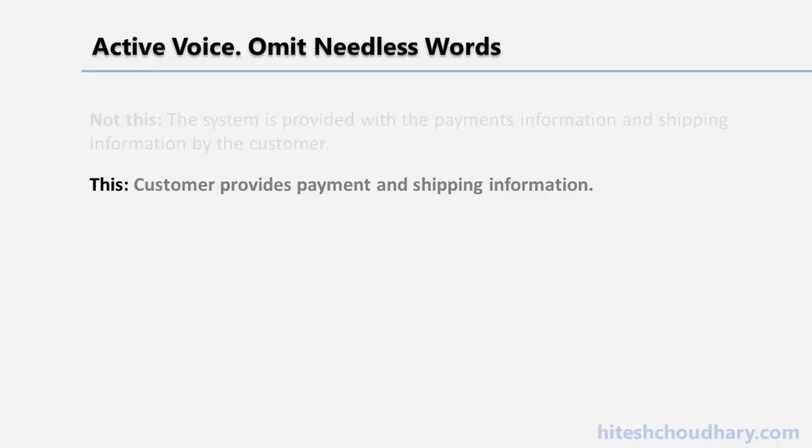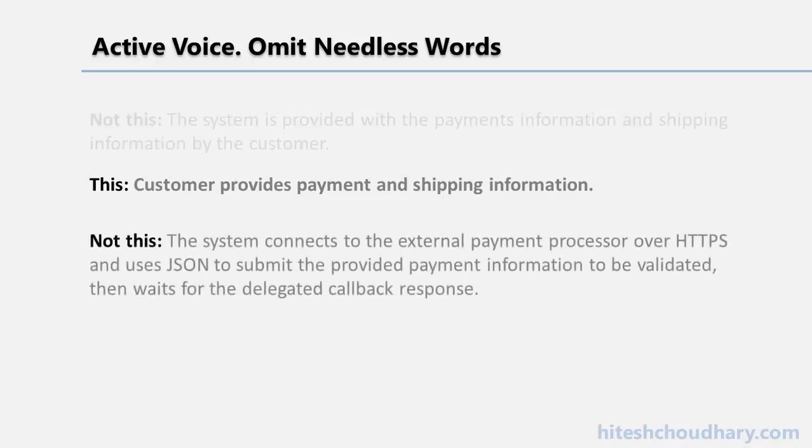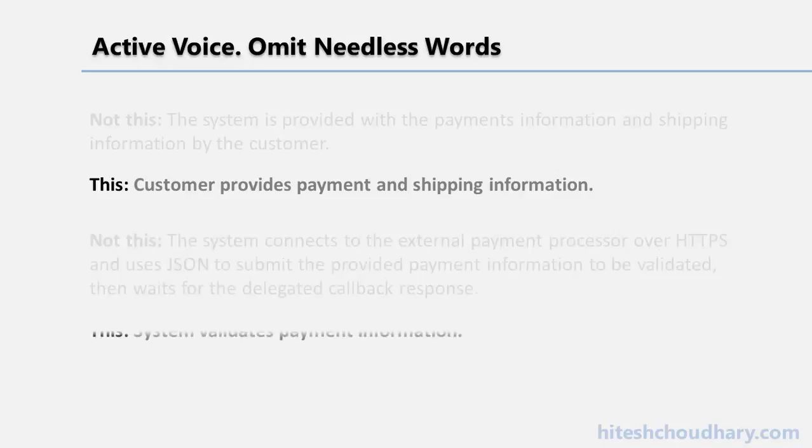Another very important and common thing you will see, particularly from programmers, is too much detail. So a detail like the system connects to the external payment process over HTTPS and sends JSON to submit the provided payment information to be validated, then waits for the delegated callback response. We are not trying to write pseudocode. This is too much detail. We need only: the system validates payment information. For a use case, that's absolutely fine. That's more than enough.